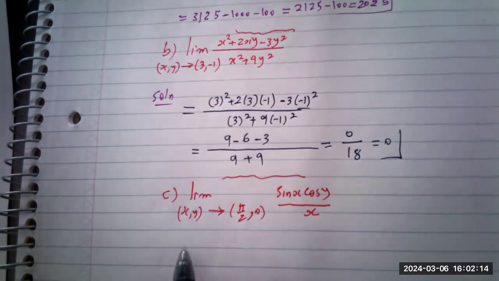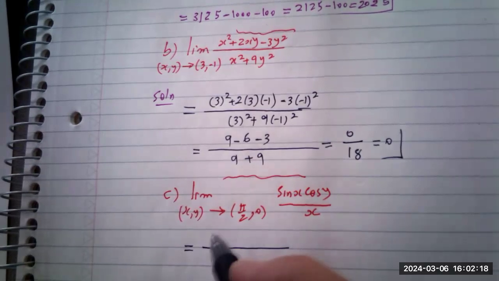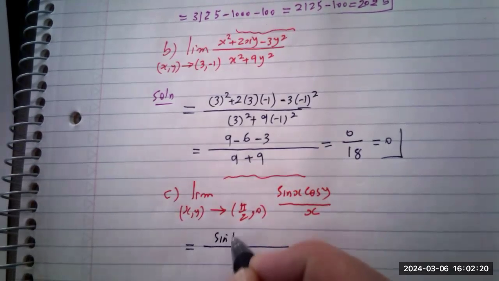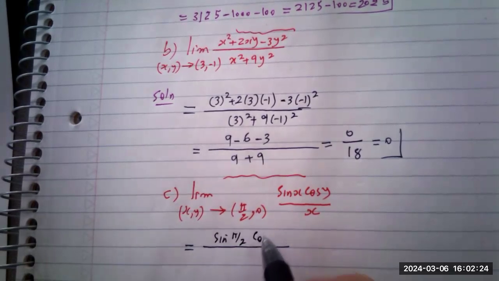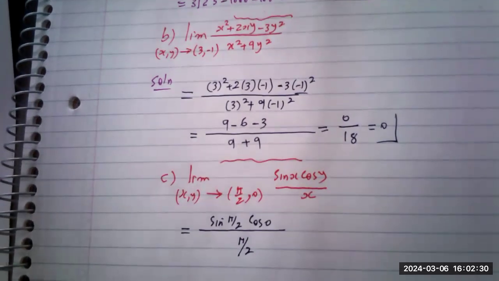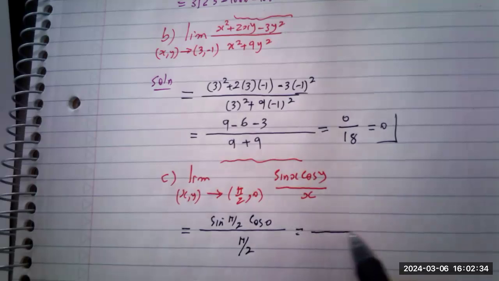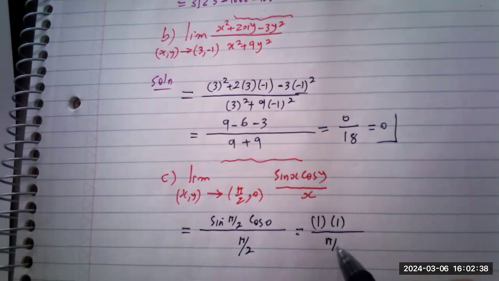Okay, so this is going to be equal to the top, sine of x, which would be sine of pi half, times the cosine of 0, and the bottom one is pi half. Sine of pi half is 1, and the cosine of 0 is 1. So that gives you 1 times 1, and the bottom pi half. So it's going to be 1 over pi half.